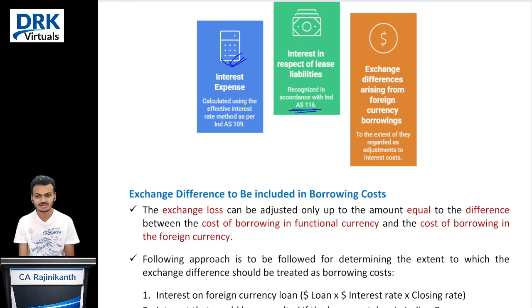And one more thing, this is important for your exams: foreign exchange loss. If we get any foreign currency loan, definitely we are exposed to foreign exchange risk, correct? If we incur any foreign exchange loss, that foreign exchange loss can also be part of borrowing cost, not 100%, only to the extent of adjustment to an interest cost. That is what the standard is saying. Let's discuss with numbers so that you can get a good amount of clarity.